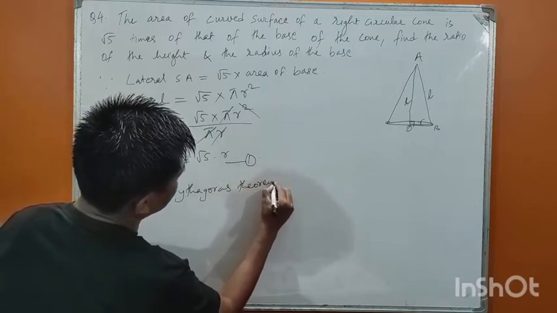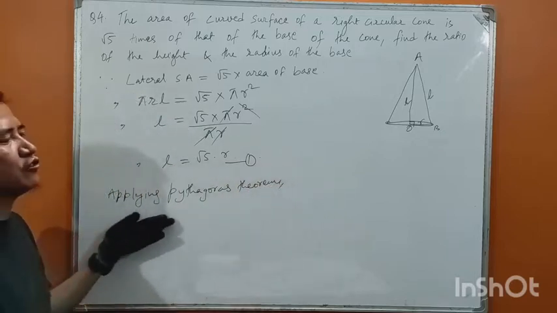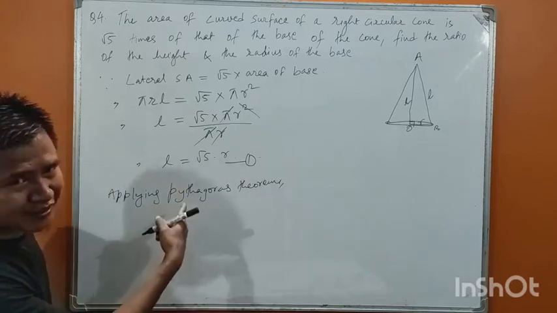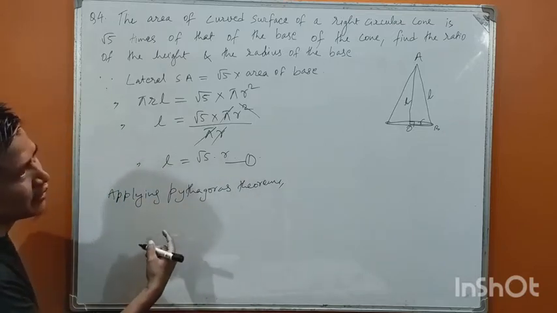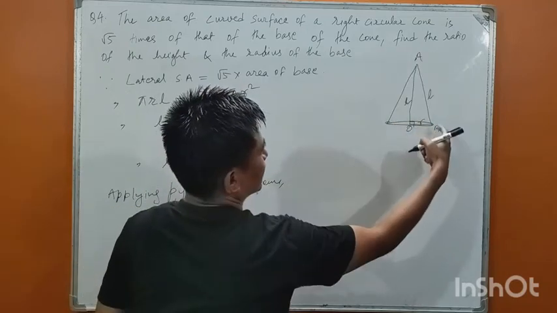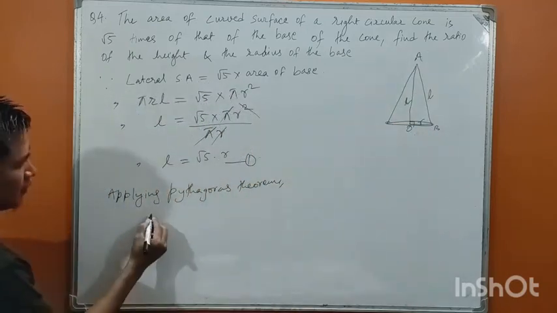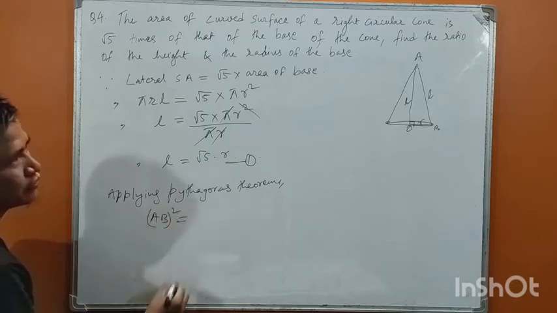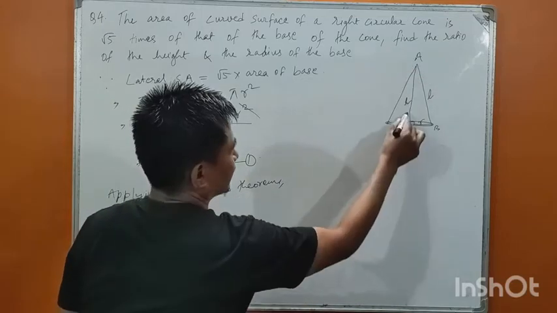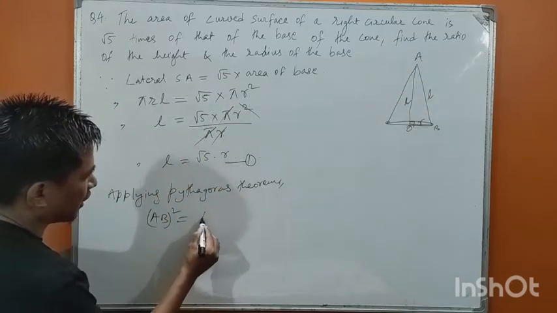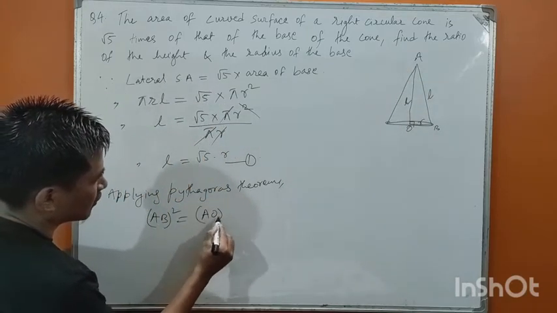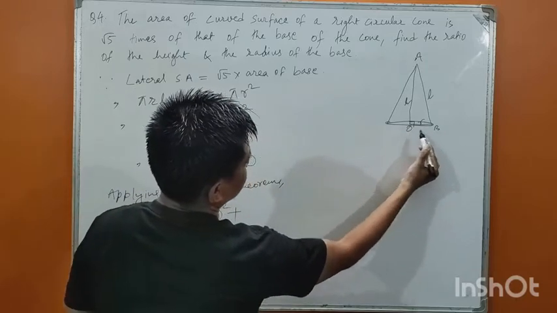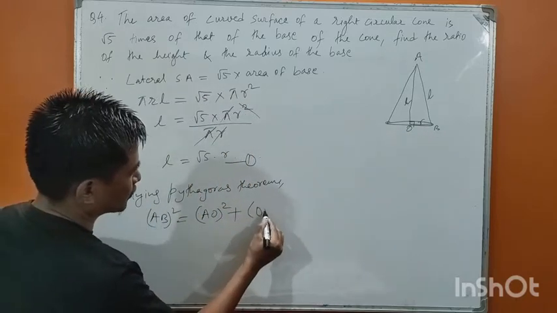I'm just writing this to make you understand only. Actually, no need to write all these things in the examination. Applying Pythagoras theorem, hypotenuse is AB, isn't it? AB square equals perpendicular AO square plus base square, isn't it? So base is OB square. This is base.